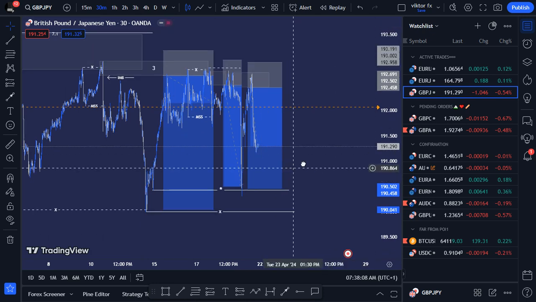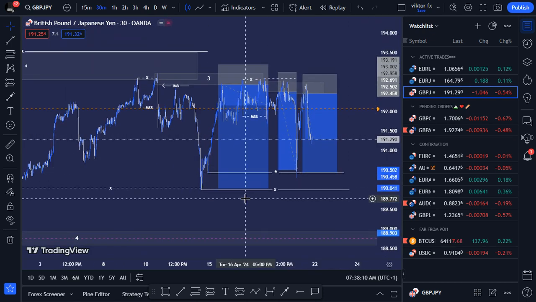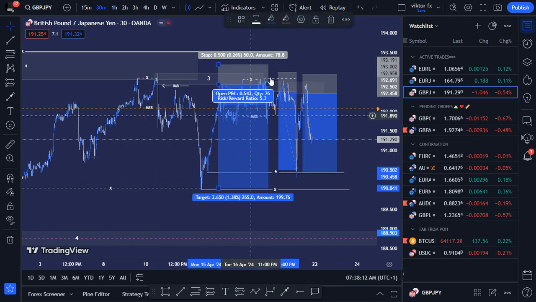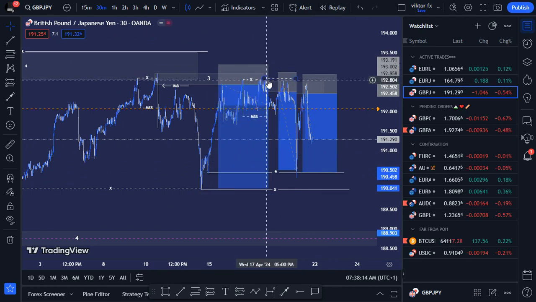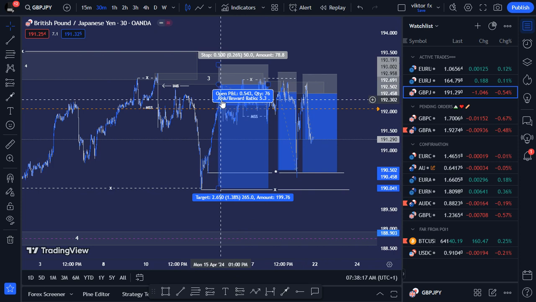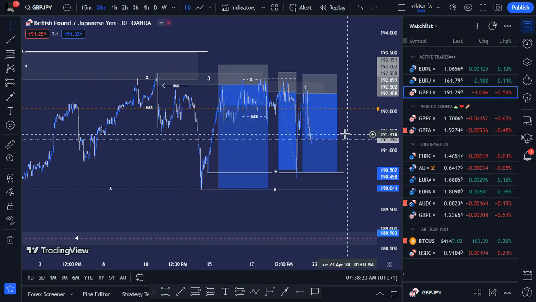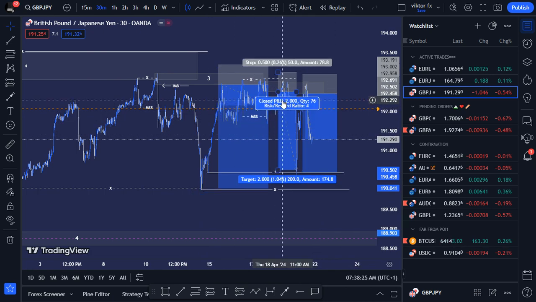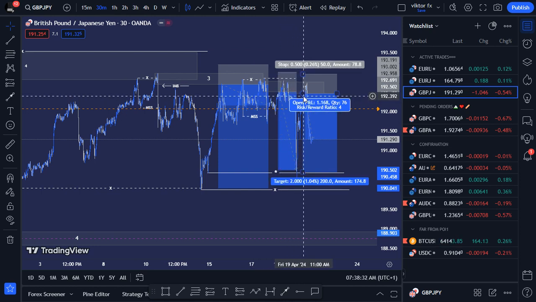JPY pairs, GBP/JPY. I got some crazy trades last week. I posted everything on my Telegram channel before the movement actually happened. This trade, I called out on Monday. I was just on JPY pairs, and price just kept moving. This other one, I called this sell around Tuesday, and this other one was on Friday.